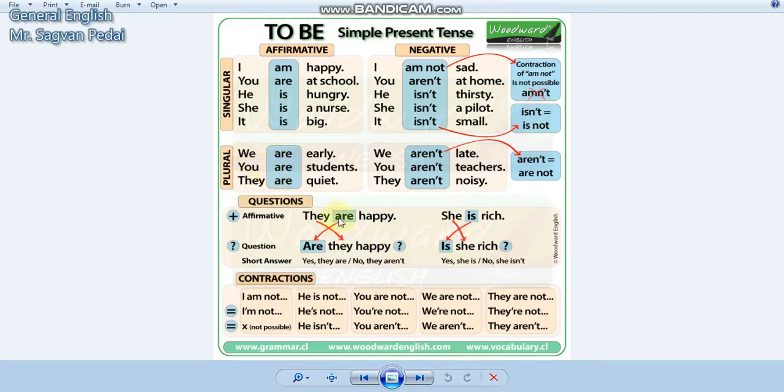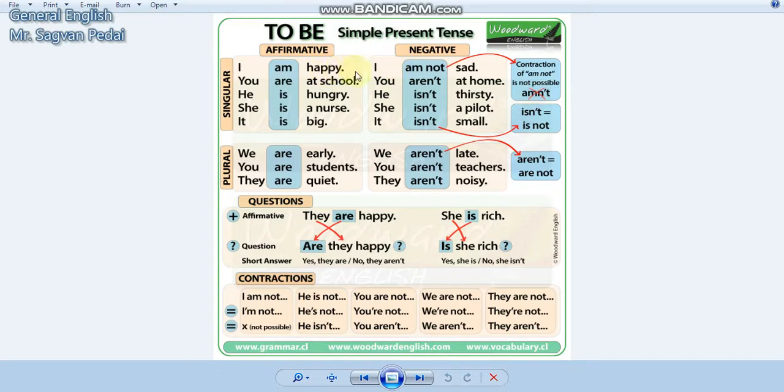So they are happy. You are happy. We are happy. Are we happy? Are you happy? Are they happy? Yes, they are. No, they aren't. He is happy. Is he happy? Is she happy? Is it happy? Is she rich? Is he rich? Is it rich? Yes, she is. No, she is not. Yes, he is. No, he is not. Yes, it is. No, it's not.